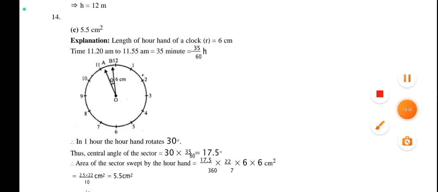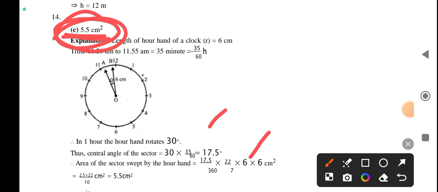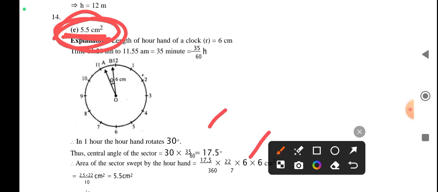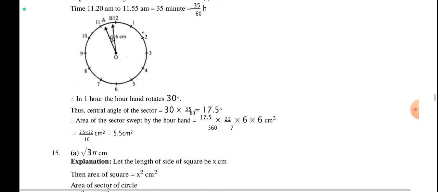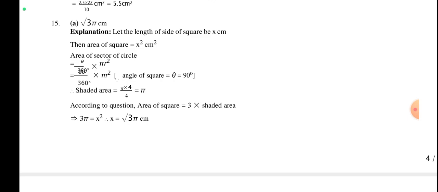14th, option C, 5.5 centimeter square, 30 degree. How you want to do it: see, 35 minutes we are getting. That's why theta by 360 degree into pi r square. Apply and get the answer. 15 is root 3 pi. How are we getting root 3 pi?